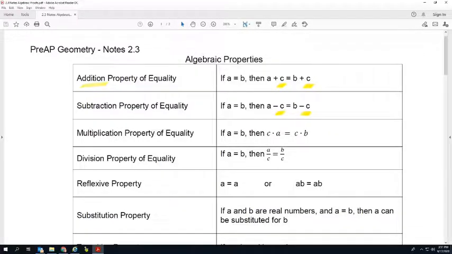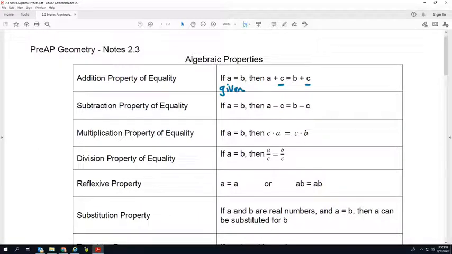When we're doing proofs, in which we're about to start doing soon, you can think of this part right here as the given. So it's given that you have A equals B. And then what you're trying to prove is that when you add the same thing to both sides, it's equal.